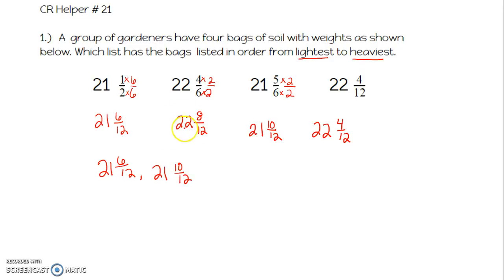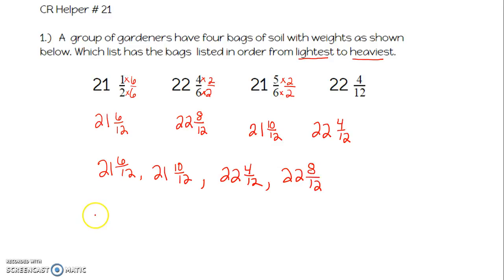Then I move on to the higher whole number, which is 22. Then I have to look here. 22 8/12 is actually more than 22 4/12. So the next number I'd list would be 22 4/12. And then finally, the heaviest bag would be the 22 8/12.